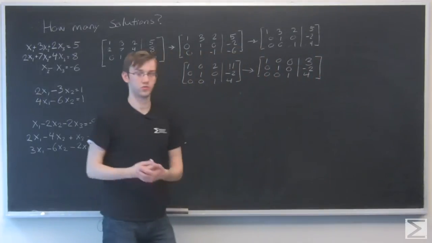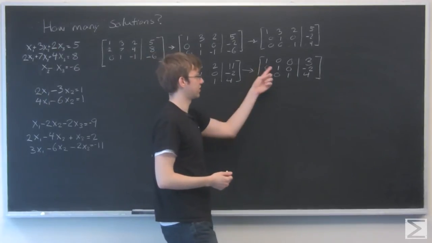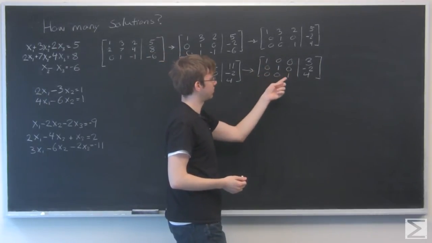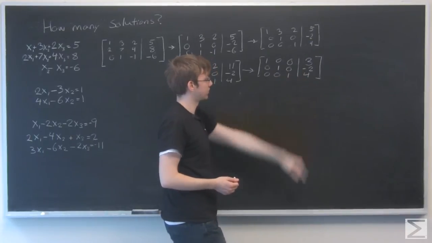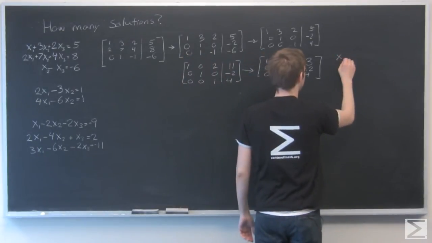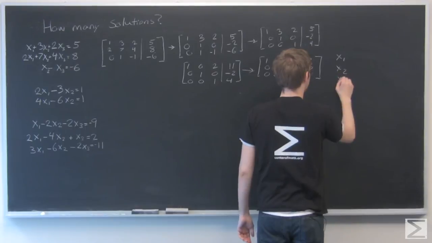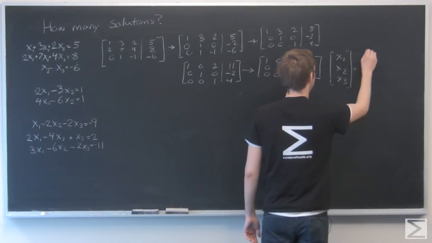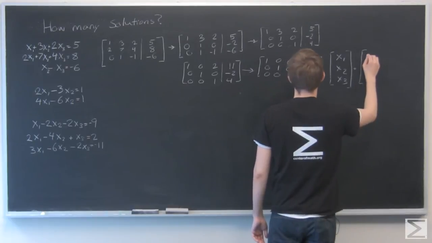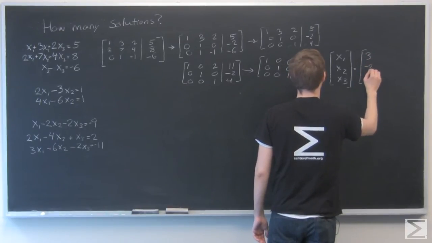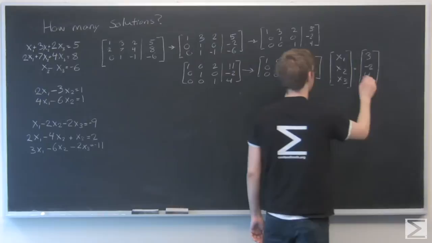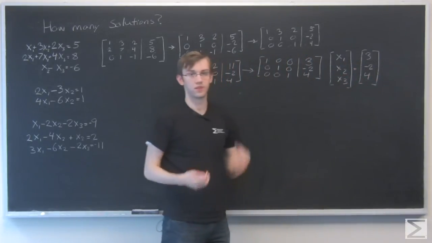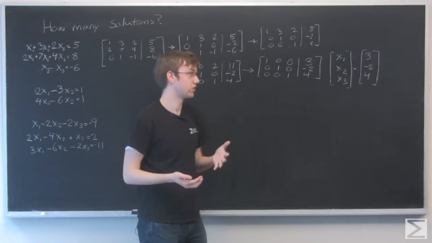All right. I'm in reduced row echelon form. And I can see that there is one unique solution. X1 equals 3. X2 equals minus 2, X3 equals 4. I'm writing it as a vector right now, where each one corresponds. X1 is 3, X2 is minus 2, X3 is 4. That's one solution, one unique solution.